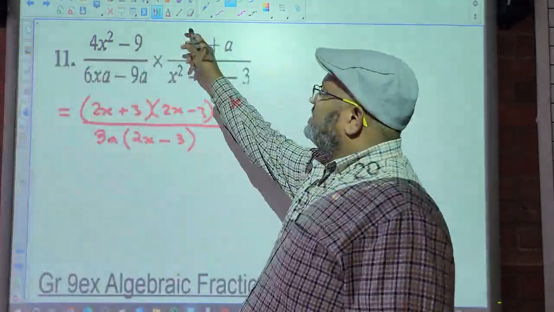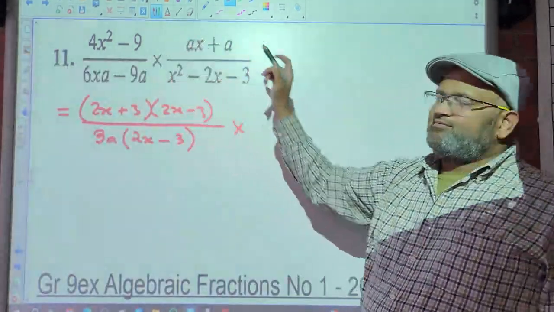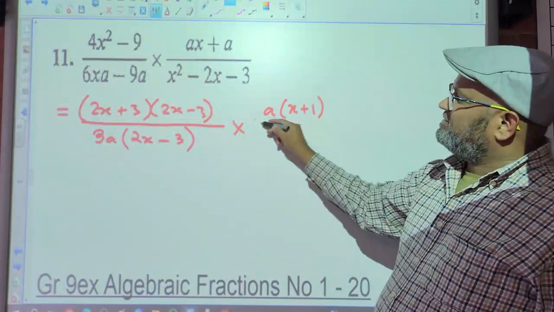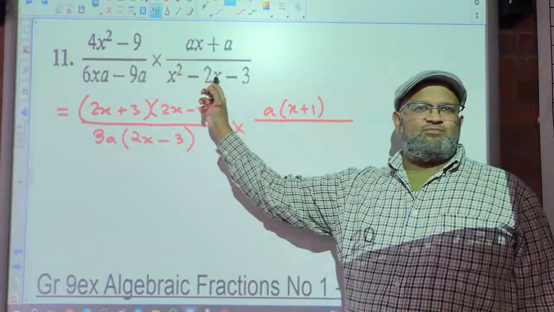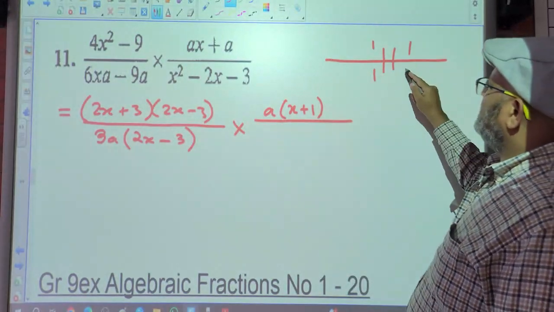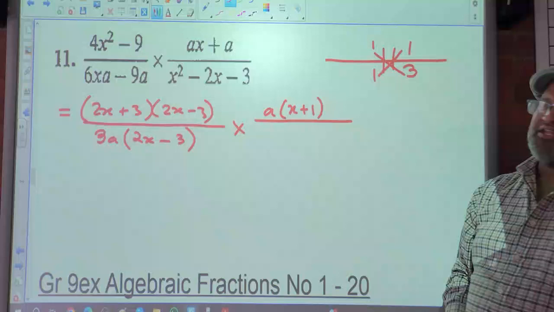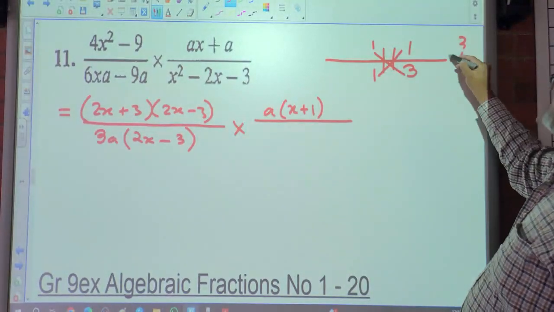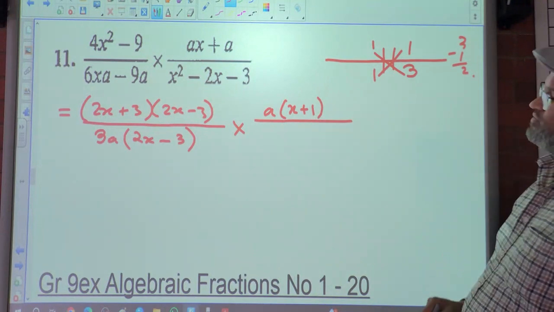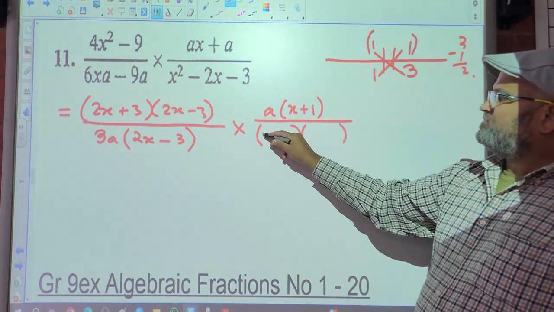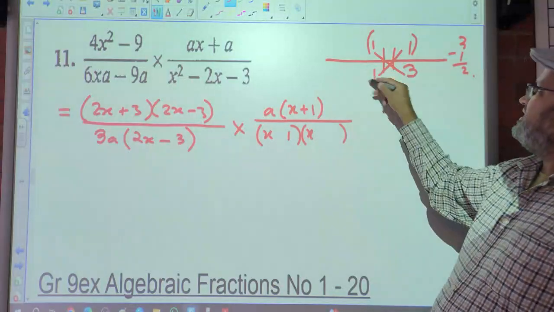Multiplication. What type of factorization in this numerator? Common factor a. I'm left with x plus 1 over... What type of factorization here? Trinomial. What goes on the line? 1 and 1, 1 and 3. Do we add or subtract our products? Subtract. So 1 times 3 is 3, 1 times 1 is 1. Subtract, you get 2. So in the bracket goes a 1 and a 1. There's an x and a 1 and x and a 3.